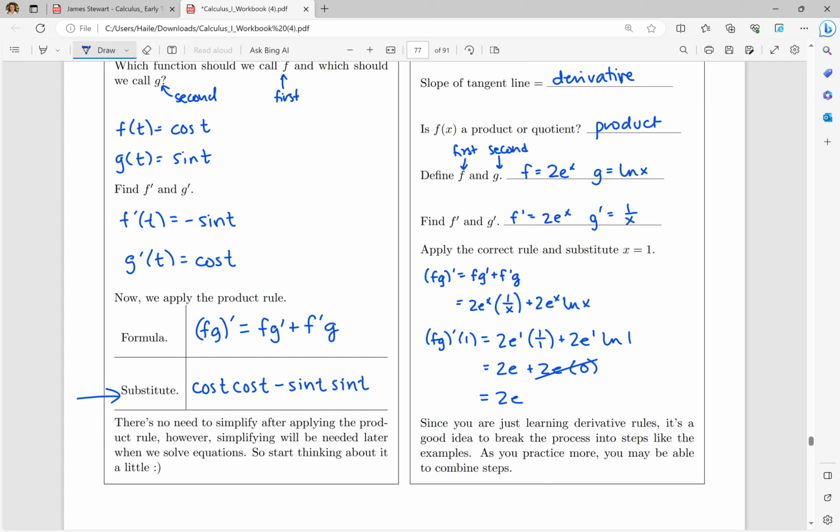And just as a little side note, since for a lot of you this is the first time you're ever learning about derivatives, my suggestion would be break the process into steps exactly like we're doing. So define your f, define your g, find the derivatives, decide which formula is good, substitute, and simplify. Okay, as you get better, you may be able to start to combine steps. Like maybe you're able to just write out the product rule without explicitly writing down f, g, f prime, and g prime, right? But for now, make sure that you're going through those steps so that you get used to the process before you just try to cram everything into a mental math problem.